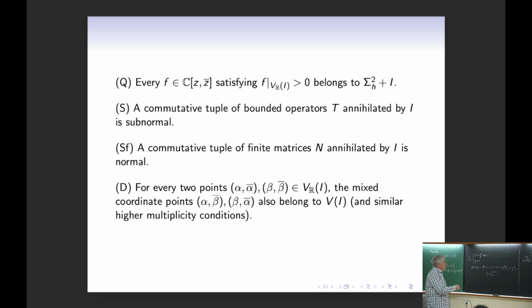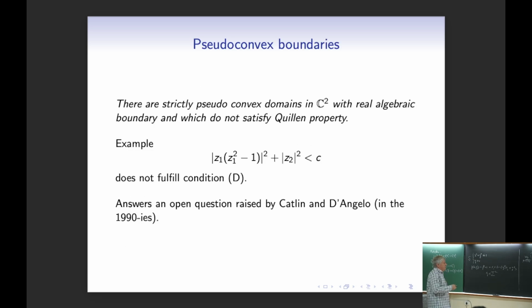I'll not go into much of the proofs, but this answers a question of Kathleen and D'Angelo. These are important names in several complex variables, raised in the 90s. They asked: the sphere has this equivalent property, are there other strictly pseudo-convex boundaries on which this is true? And the answer is not necessarily.